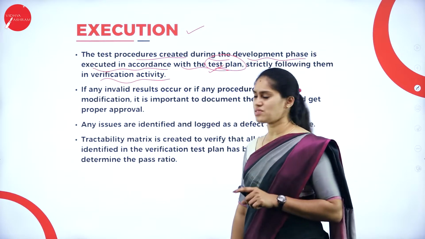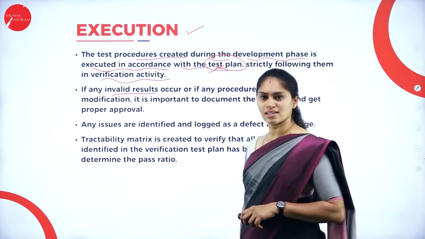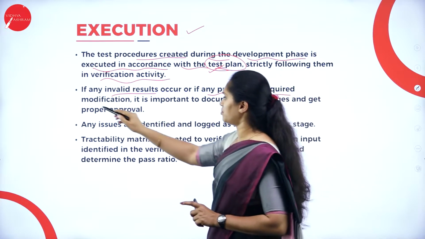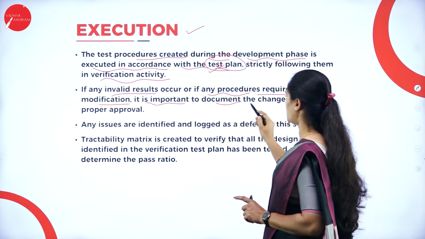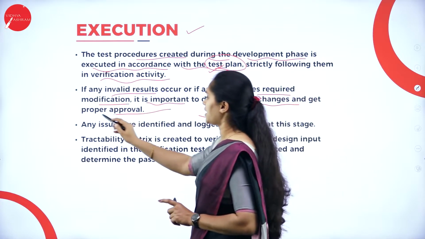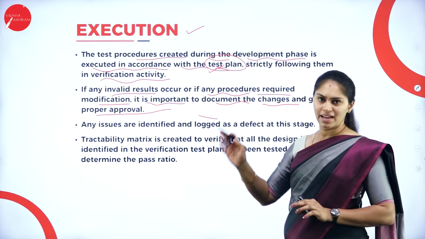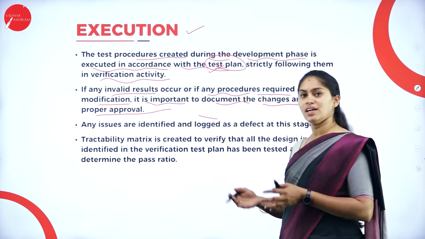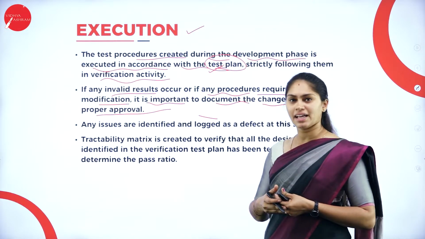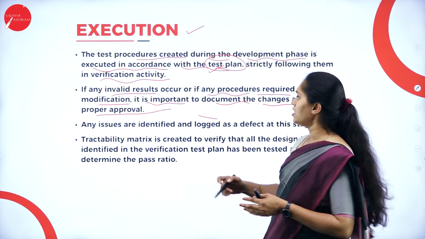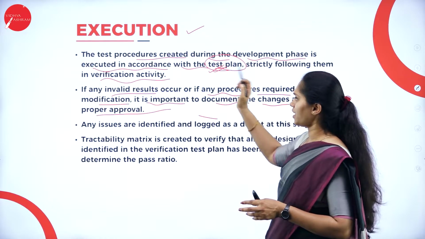So what if some invalid result occurs, or any procedures require modification? It is important to document the changes and get proper approval. So I am done with planning, development is over, and now we have started working on the execution. We are checking the output with respect to the particular test plan. So we are executing it.